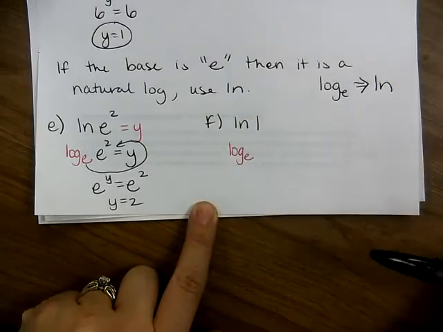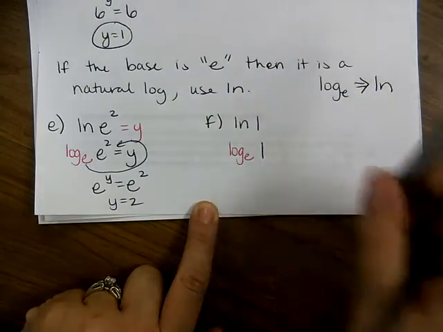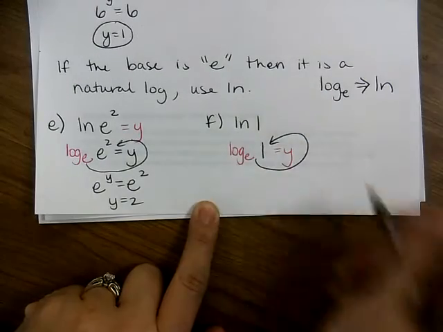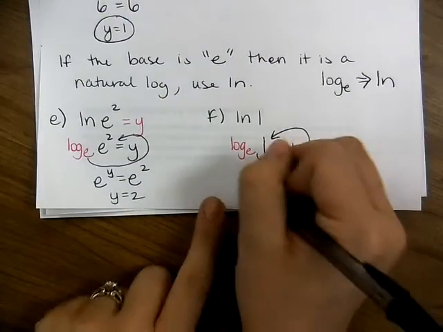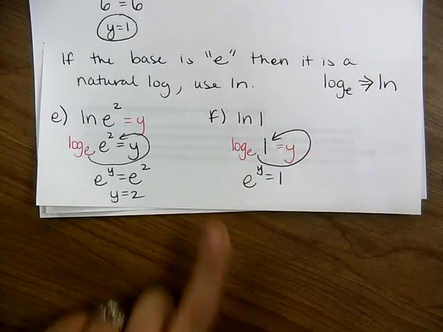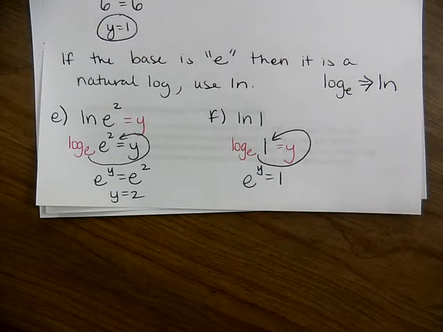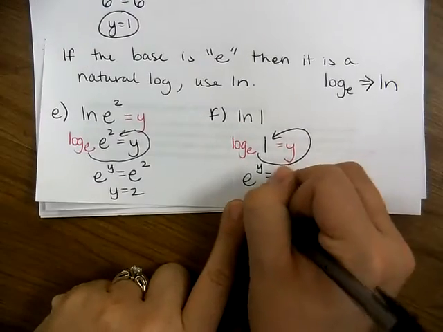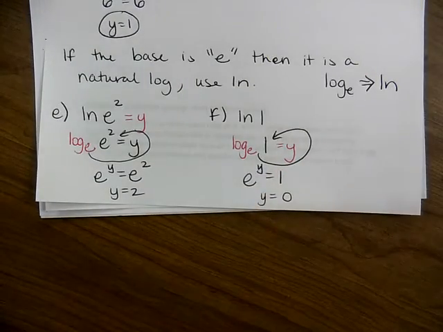So for me, I'm going to change this to log base e of 1 equals y, right? And then I'm going to follow that around. So I get e to the y equals 1. What does y have to be? 0, because anything to the 0 power gives us 1. So y equals 0. Okay, now put that in your calculator. Type in natural log of 1 and see if you get 0. Okay, verify in the calculator. You're going to have it, so you might as well use it to your advantage.